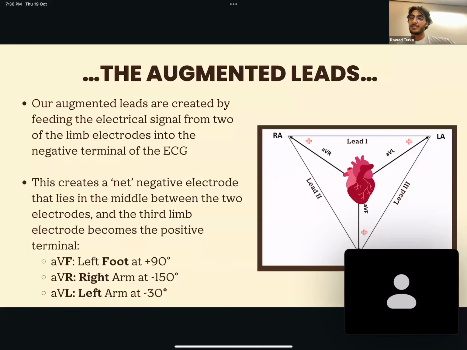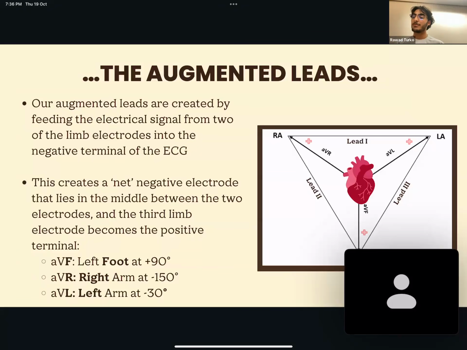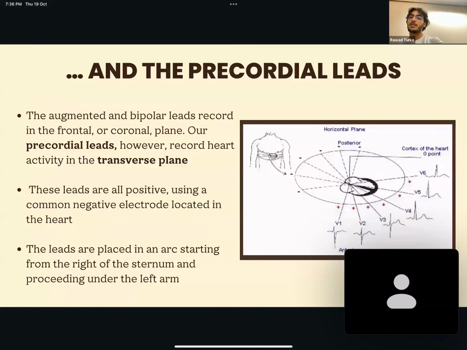What plane? Precordial, transverse. Yeah, the transverse plane, exactly. So the first six, frontal plane, Einthoven triangle, lead 1, lead 2, lead 3, AVR, AVF, AVL, and the precordial leads, they record heart activity in the transverse plane. Okay? Now, what does precordial mean?